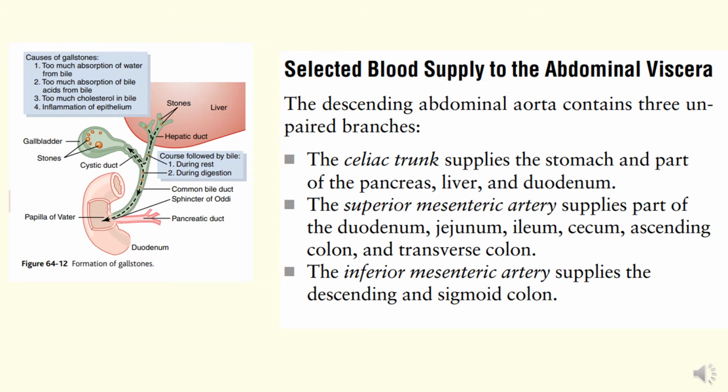Selected blood supply to the abdominal viscera. The descending abdominal aorta contains 3 unpaired branches. The celiac trunk supplies the stomach, part of the pancreas, liver, and duodenum. The superior mesenteric artery supplies part of the duodenum, jejunum, ileum, cecum, ascending colon, and transverse colon. The inferior mesenteric artery supplies the descending and sigmoid colon.